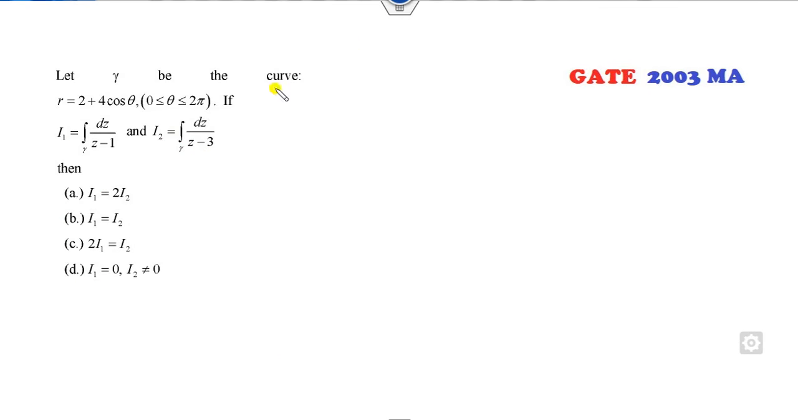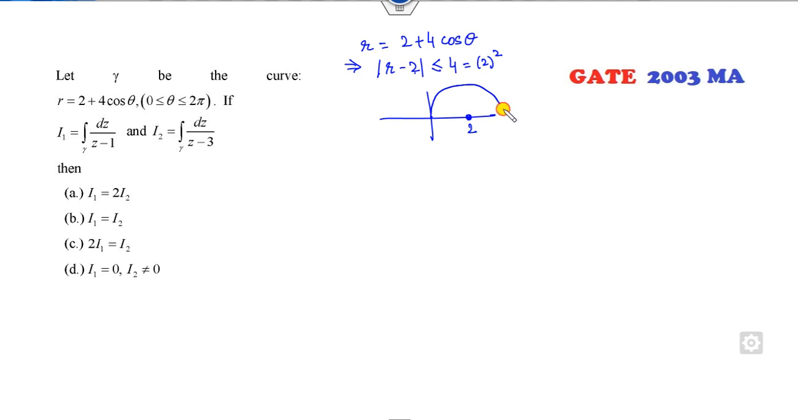Okay, look at this another one. R is given to be 2 plus 4 cos θ. So I can write this number as |z minus 2|. What is the modulus of this? It is less than or equal to 4. It means it's a circle, center is 2, radius is, I can write this number as 2 square. So it is my circle of this one.